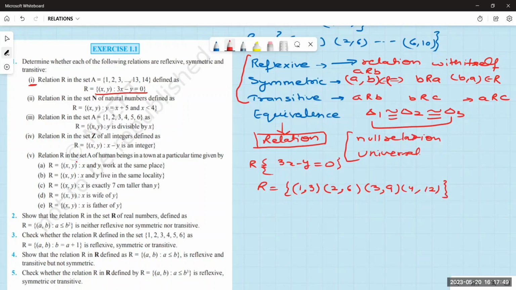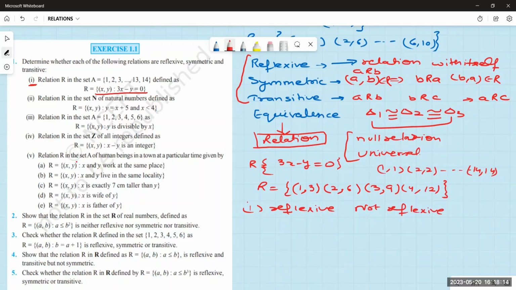Now, first I'll check, is it reflexive? What does reflexive mean? With itself only. It is not reflexive, because 1, 1, 2, 2, 3, 3 till 14, 14 should be there. But it's not there. So it is not reflexive. So if they ask you to justify, what will you say?